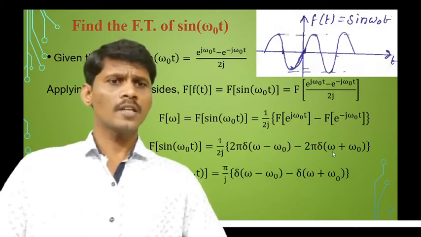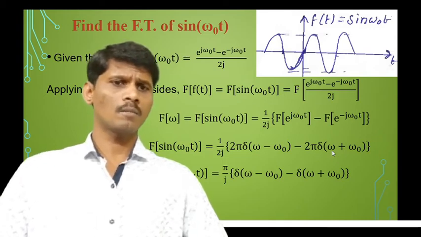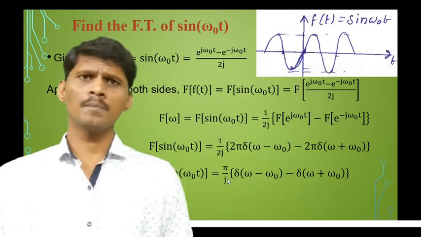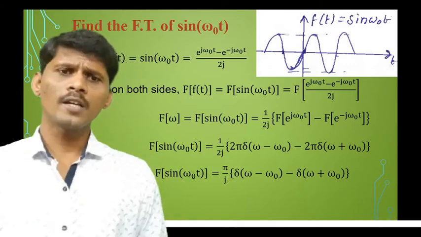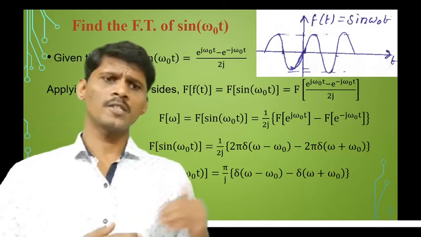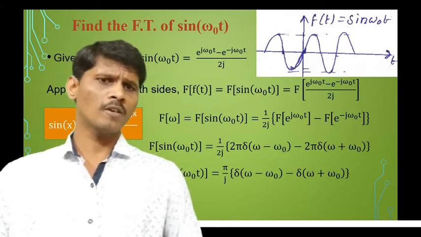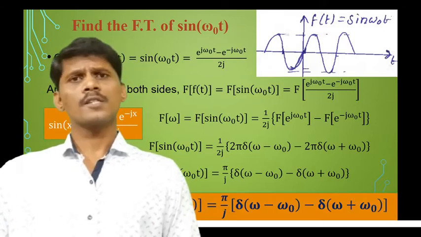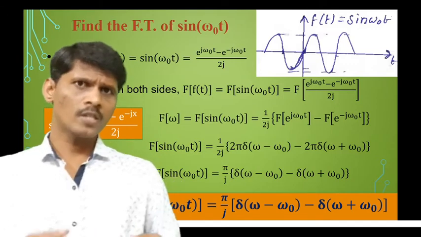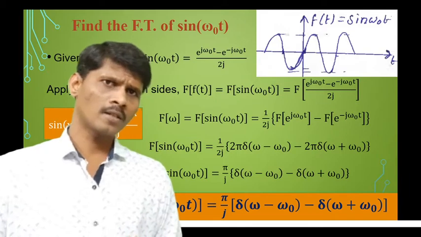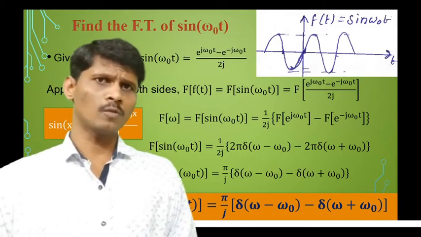Okay, on the RHS, both terms have 2 pi common, so in the numerator and denominator the 2 is cancelled. What is the remaining term? Pi by j into del of omega minus omega naught minus del of omega plus omega naught. So this is the equation for the Fourier transform of sine of omega naught t.